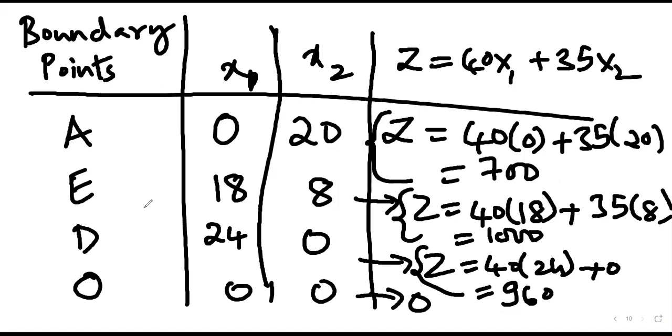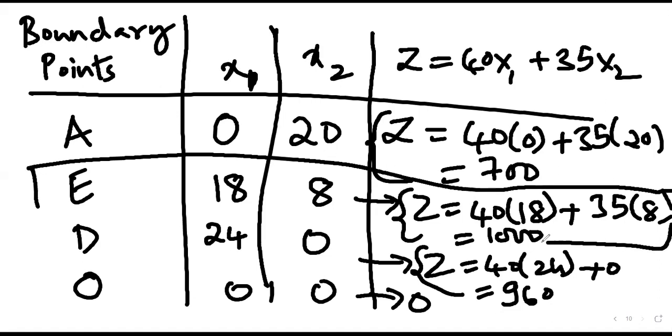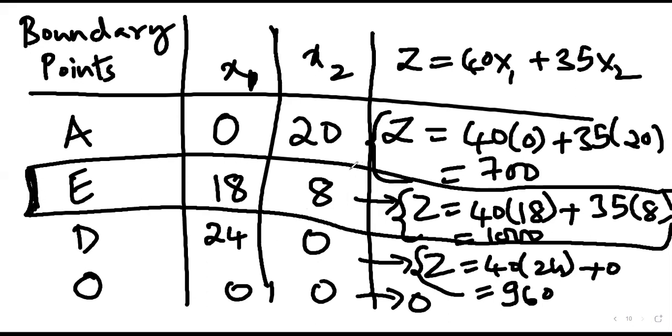That means 18 tables can be manufactured and 8 chairs can be manufactured, in which case the profit earned by the organization will be maximum. So just write in one word: point E as the maximum profit. Therefore, x1 should be equal to 18 and x2 should be equal to 8. Is it fine?